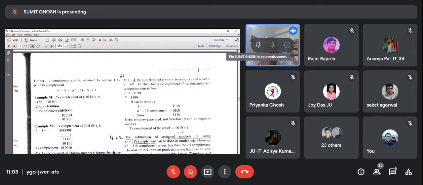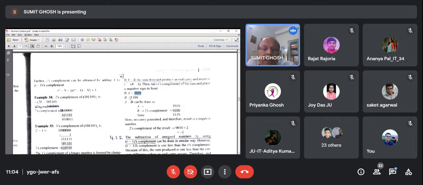That is one issue. But suppose A is less than B. If I have to do 10 minus 12, now A is 10, B is 12, and I have to do A minus B. So what do I get? I get a negative answer. Yes or no? I should expect a negative answer. Yes, sir.